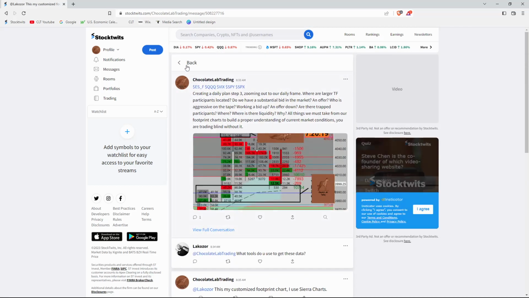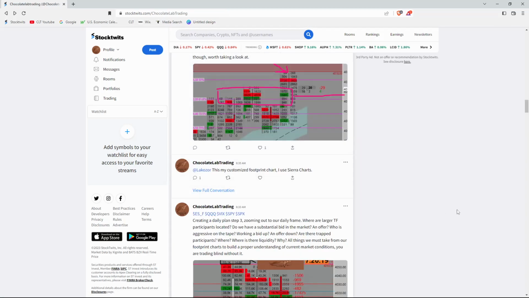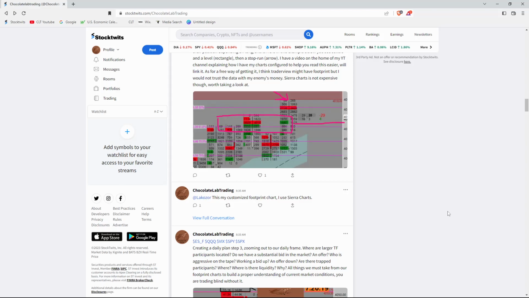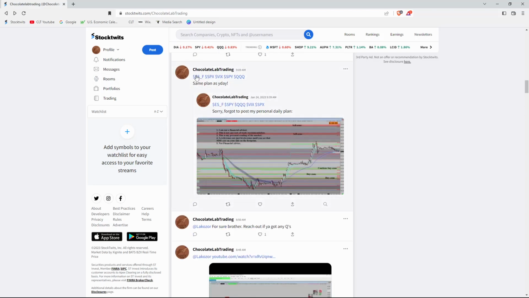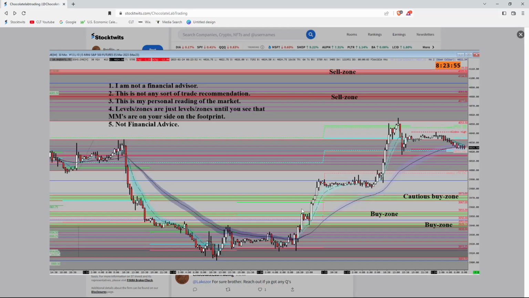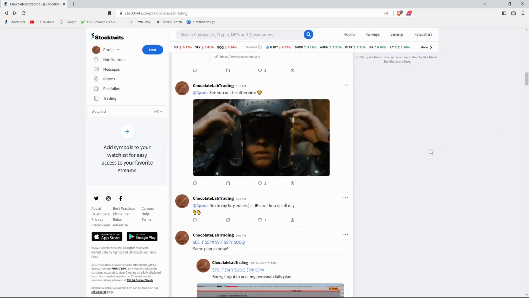I use Sierra Chart. For footprint, it's the only thing that I've used, but I've used many trading softwares over the years, and I could say, hands down, by far, Sierra has been the best. But do your own research and see what you think, right? Same daily plan as yesterday.